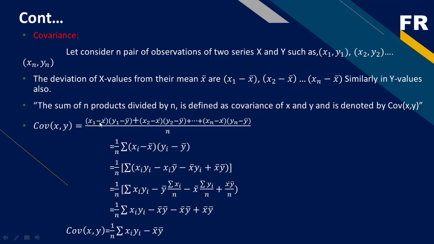So this x minus x bar is a deviation of a point x1 from their mean, and y1 minus y bar is a deviation of a y1 point from their mean. So we are taking the product, and the addition of all products divided by n is the covariance of x and y. After simplifying this equation, we'll get covariance of x comma y is equal to 1 by n summation xi yi minus x bar y bar.